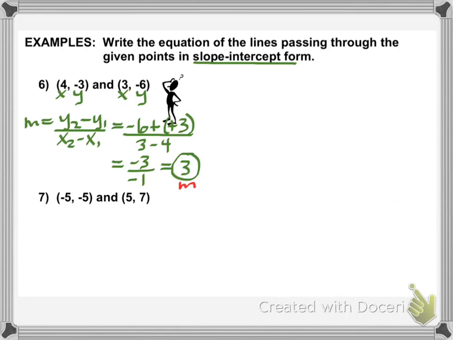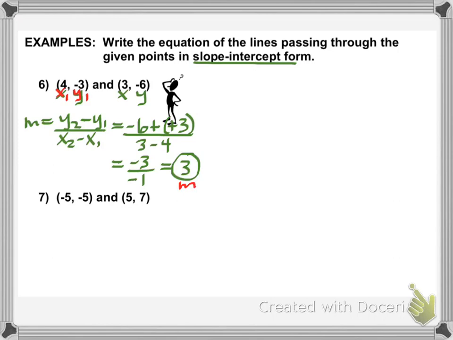Now for the point, I actually have a choice. I can choose the 4, -3 or the 3, -6. Either one you choose, your equation is going to look different in point slope form, but when you convert it to slope intercept form, it will look the same. So let's just choose, I'm going to choose the one on the left. So I'm going to use this x1 and this y1, the 4 and the -3.